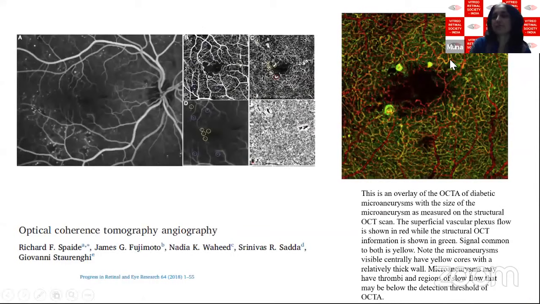Again, this is a nice overlay of an OCTA along with the superficial and deep plexus and the OCT, showing that this is actually the entire structure of the microaneurysm, this green one. In the center is a yellow spot. And this green is the area of fibrosis or hyalinization. And when you have microaneurysms that are hyalinized, they are not picked up well on OCTA because of the very slow flow.